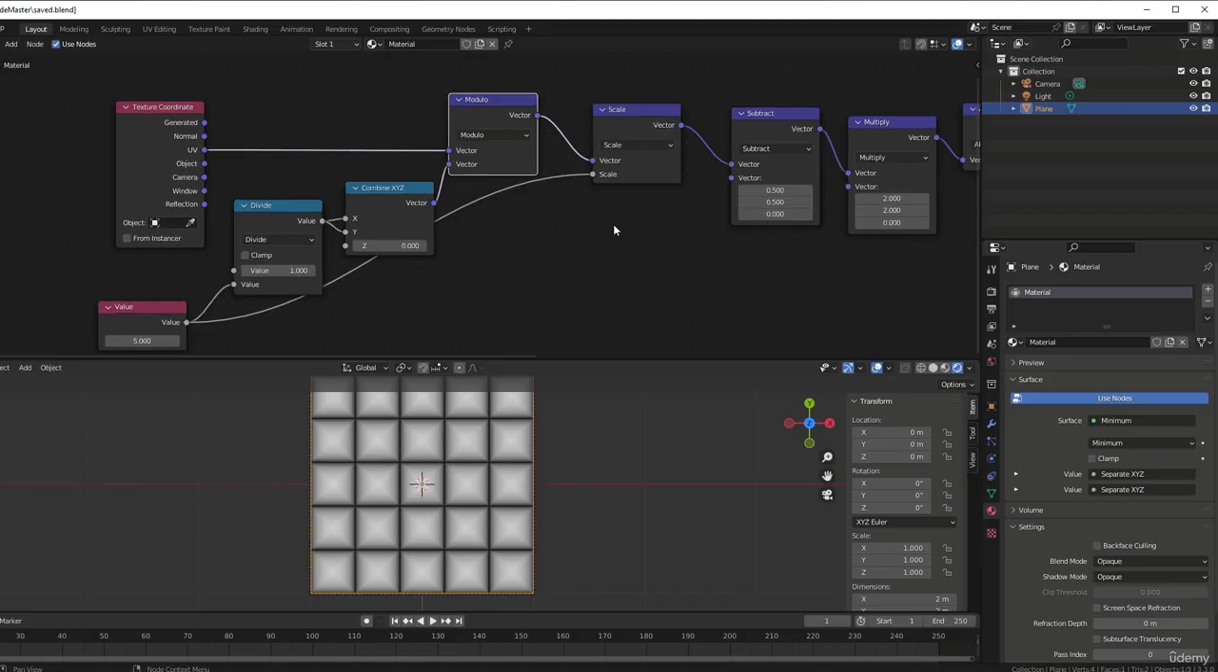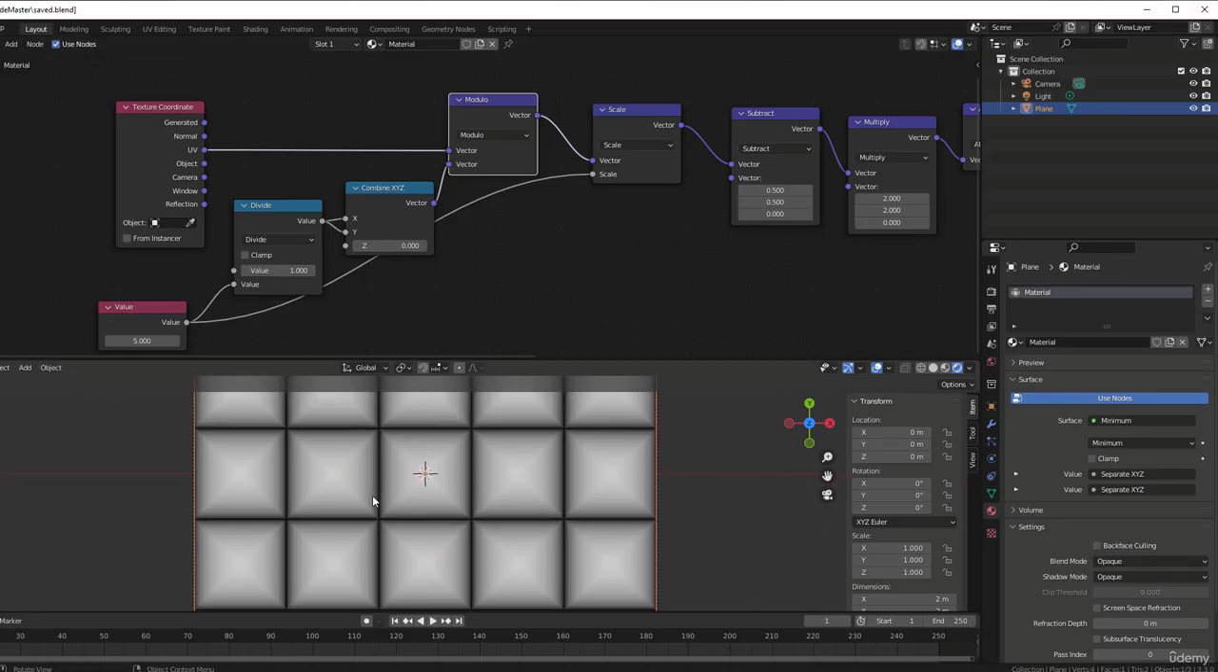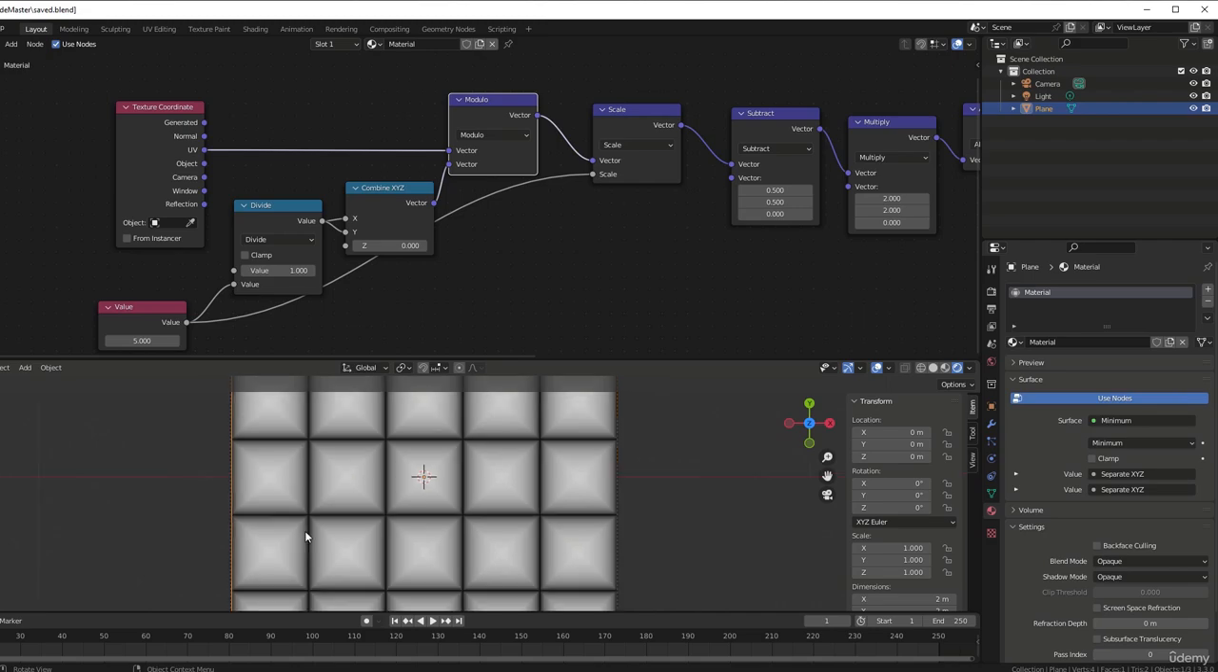So this is how you do the edges, and in the next lesson we should soften these and make these more like real tiles that you have on a kitchen wall or something like that.